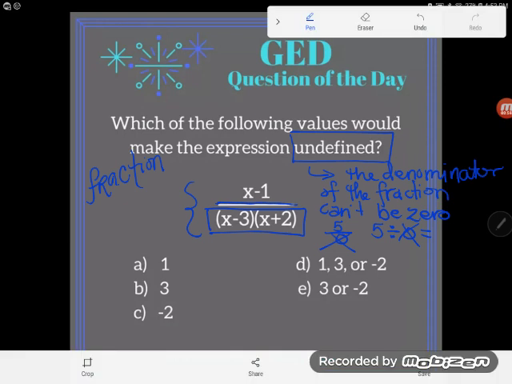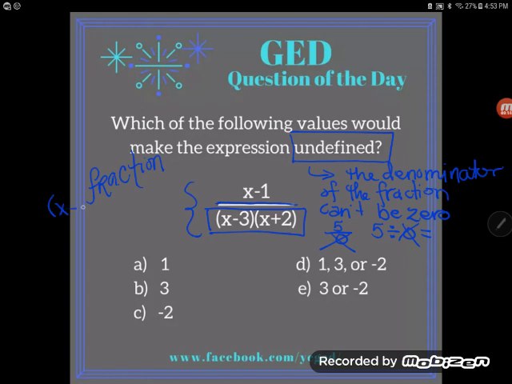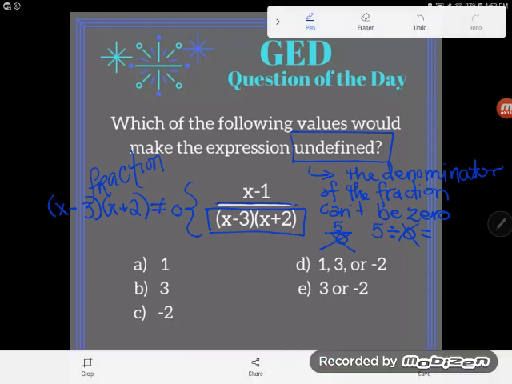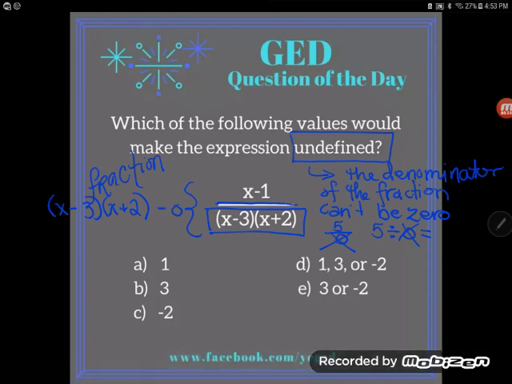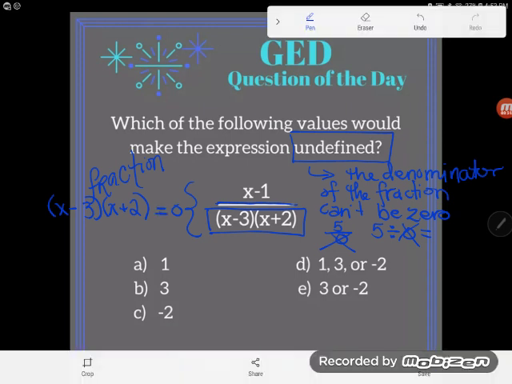Okay, now before I start dealing with this, I'm going to write what I just said in a math statement. So this entire thing, the denominator, x minus 3 times x plus 2, can't equal 0. If it equaled 0, then it would make my expression undefined. So basically, everywhere that this thing is equal to 0, my expression will be undefined. So since I'm looking for the places where they're going to be undefined, I'm looking for the places where the denominator is equal to 0.